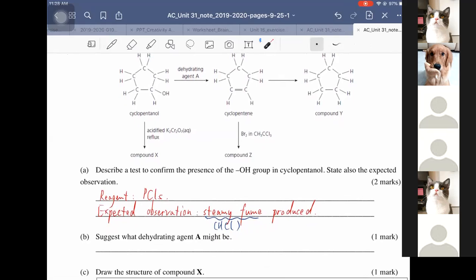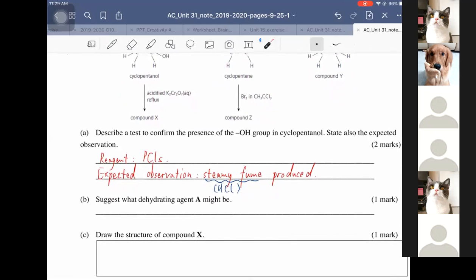Part B, suggest what dehydrating agent A might be. You have a lot of choice, but the reagents we mentioned in this unit can be concentrated sulfuric acid or concentrated phosphoric acid. Make sure you put the word concentrated. That condition is essential, because dilute sulfuric acid won't have any dehydrating effect on the molecule. Make sure you put concentrated sulfuric acid or concentrated phosphoric acid.